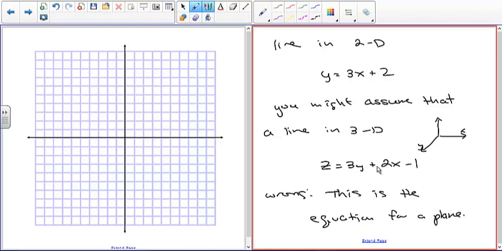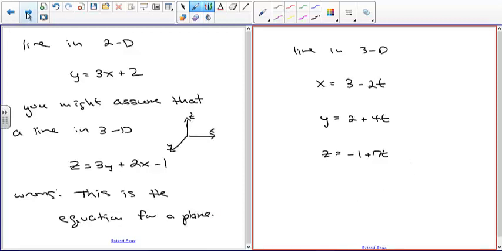And for every value of x and y, there's going to be a z value, and that's the height of the plane above or below the xy plane. This is the z coordinate. So you can kind of see why that would actually be the equation for a plane. If you take Calc 3, you deal with this stuff a lot.